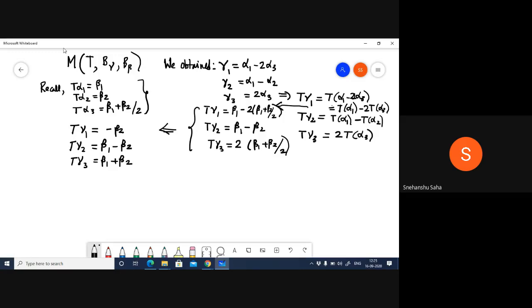Now, this can be easily converted to a matrix, right? So our inputs are gamma 1, gamma 2, and gamma 3. I have applied the transformation on this, and I have obtained beta 1 and beta 2. So naturally, my change of basis matrix looks like this. Okay, so this is my change of basis matrix.